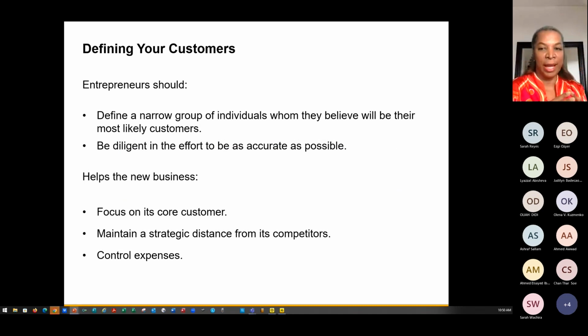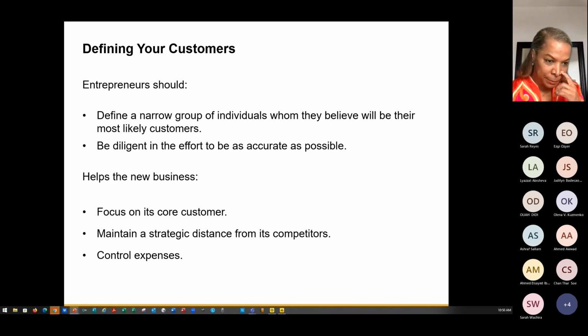So you want to define a very narrow group of individuals who you believe will be your customers. And that's what I said earlier about Walmart knowing their customer. It's the female, it's between this age. They're making this amount of money. She has this amount of children. You want to be very specific about your customer. Okay.